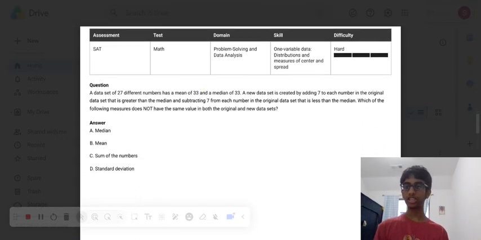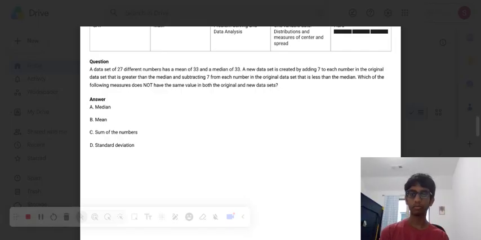Our next question states: a data set of 27 different numbers has a mean of 33 and a median of 33. A new data set is created by adding 7 to each number in the original data set that is greater than the median, and subtracting 7 from each number in the original data set that is less than the median. Which of the following measures does not have the same value in both the original and new data sets?